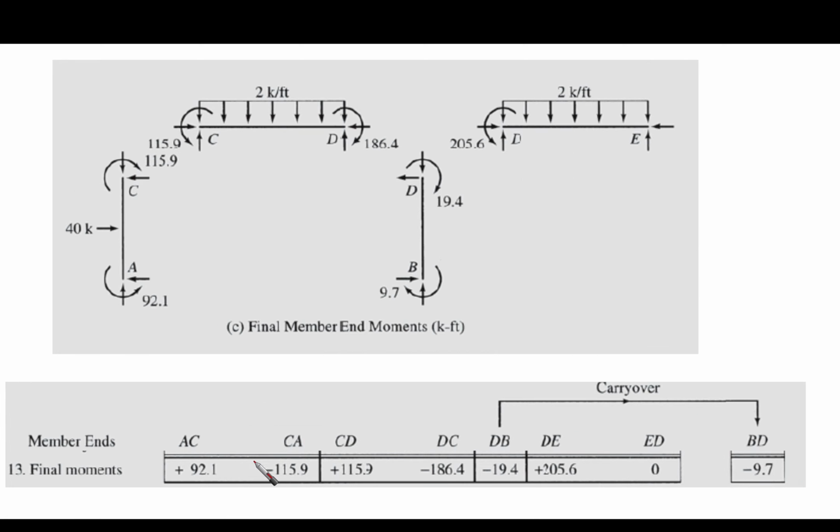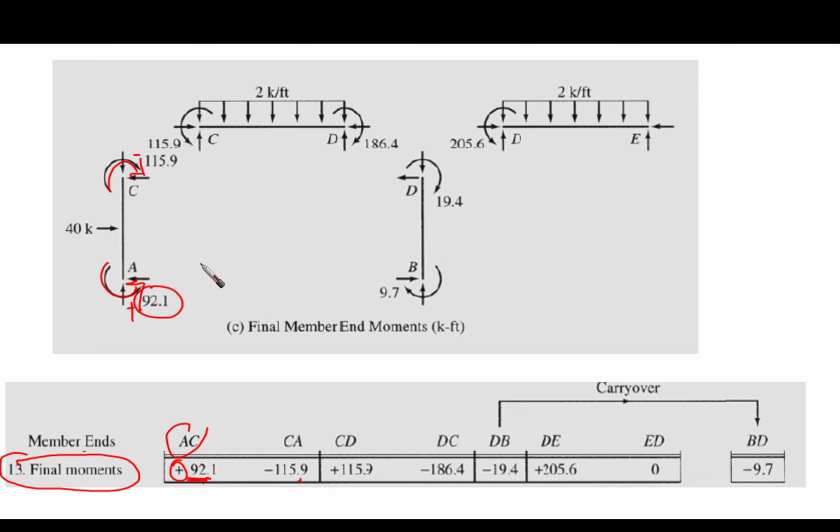So here, this is the final moments. At AC, it is 92.1 positive. Then it is 92.1 positive, as you can see here. And then minus 115.5 for CA, minus 115.9 for CE. Take care, this is positive, this is negative. Negative means clockwise. Here it is positive, meaning counterclockwise. Take care of this. From here, what we want is the final end moments.